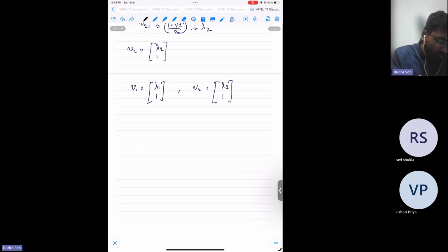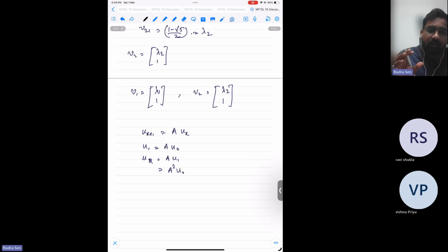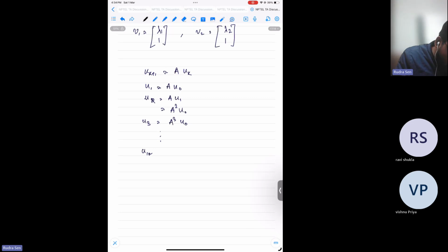So that means u100. So we know that uk plus 1 equals a uk, right? So we need to find out, that means u1 equals a u naught. Now u2 equals a u1. So a u1 means a square u naught, because you are only given the initial values, right? You are not given the rest, and from here you're finding out all the subsequent values. So similarly, u3 equals a cube u naught. So similarly, u100 equals a100 u naught. So a100 multiplied with u naught.